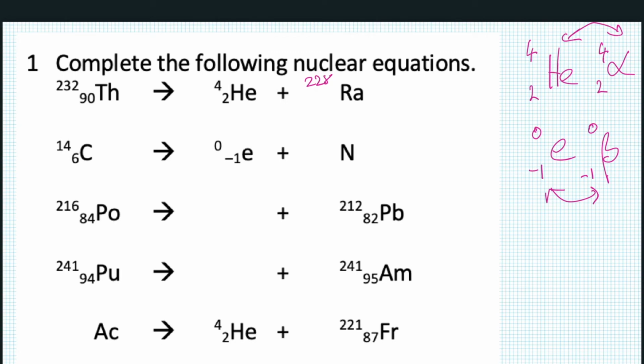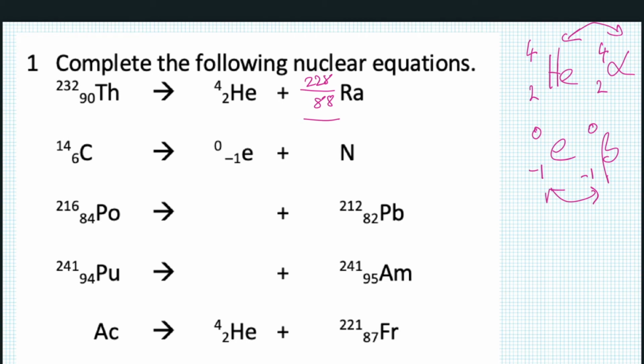We have 90 minus 2, which equals 88. We've got 88 protons. And basically this is the conservation of mass. What that means is the number of protons before has to equal the number of protons after, and the number of nucleons before, so protons and neutrons, has to equal the number of nucleons after. So we can always find these by simple addition. Right.